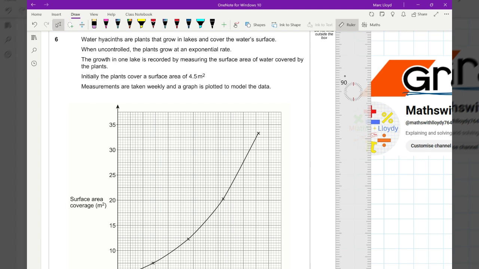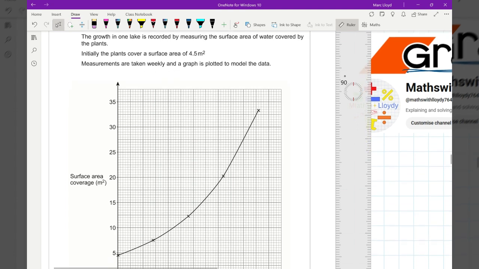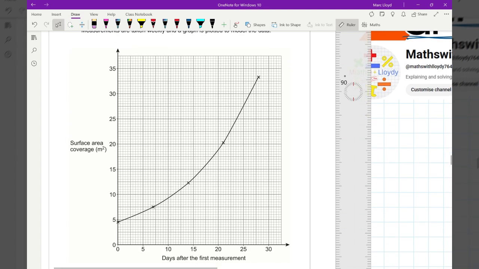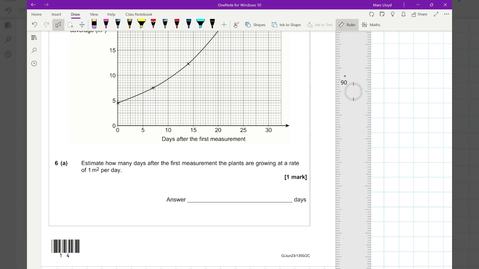Right, question 6. Water hyacinths are plants that grow in lakes and cover the water's surface. When uncontrolled, the plants grow at an exponential rate. The growth in one lake is recorded by measuring the surface area of water covered by the plants. Initially, the plants cover a surface area of 4.5 meters squared. Measurements are taken weekly and a graph is plotted to model the data. Estimate how many days after the first measurement the plants are growing at a rate of 1 meter squared per day.